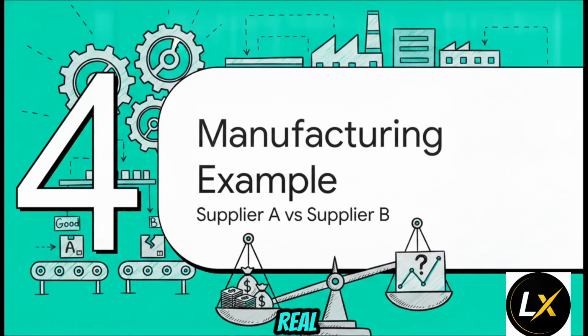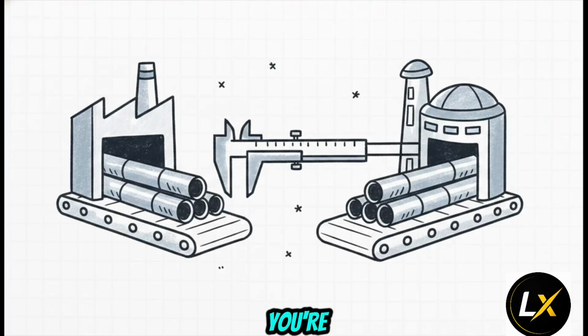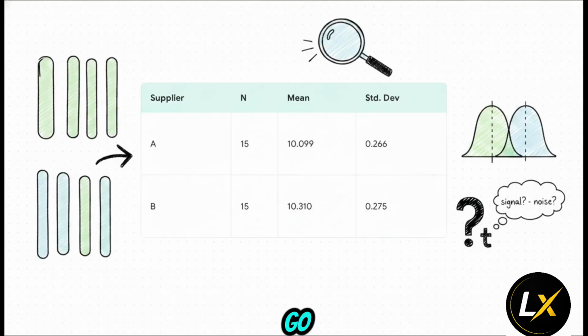Section 4, a real manufacturing example. Let's see this courtroom drama play out on the factory floor with a scenario straight from our source material. Picture this. You're managing a manufacturing line. You need to figure out if there is a true statistical difference in the length of materials you're getting from 2 different vendors, supplier A and supplier B. You need to know if one is consistently giving you longer or shorter materials because getting this wrong directly impacts your final product. So you go out and pull 15 items from each supplier.